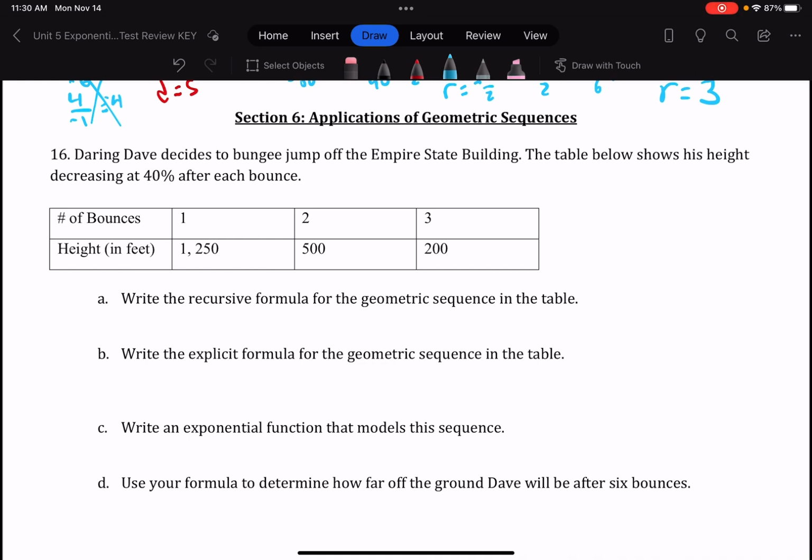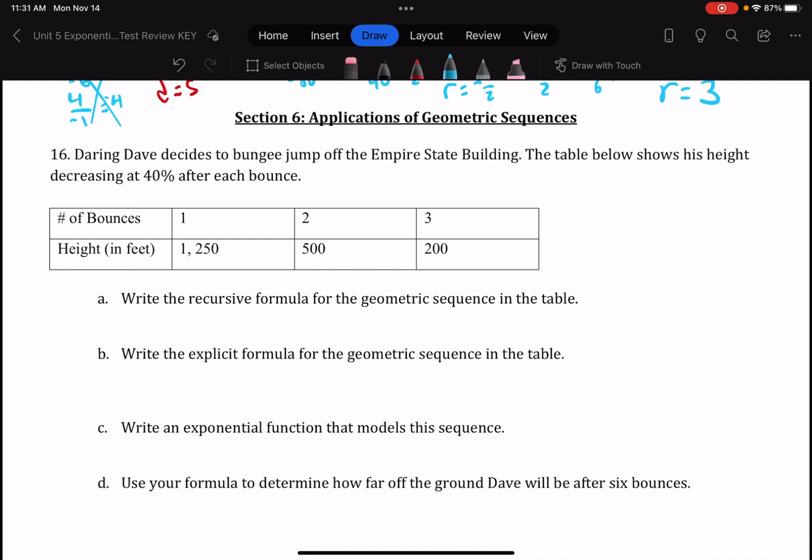So, problem 16 says, Daring Dave decides to bungee jump off the Empire State Building. The table below shows his height decreasing at 40% after each bounce. So, for bounce 1, he's at a height of 1,250 feet. Bounce 2, he's at 500 feet. Bounce 3, he's at 200 feet. The first thing it's asking me to do is write the recursive formula for the geometric sequence in the table.